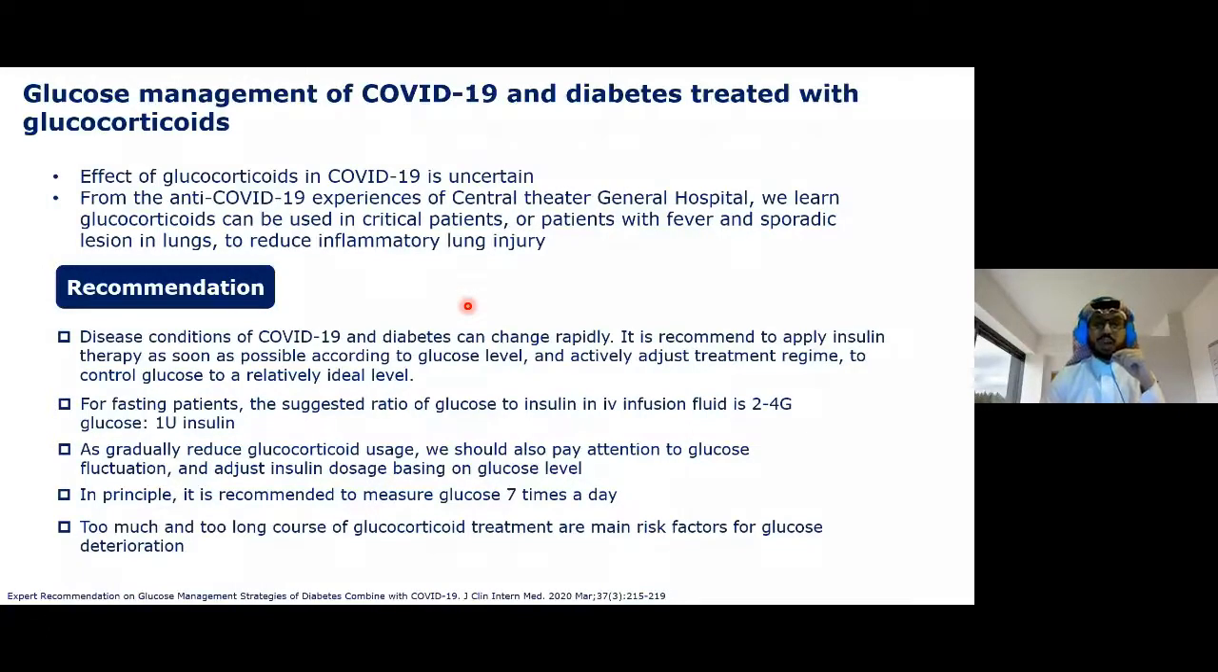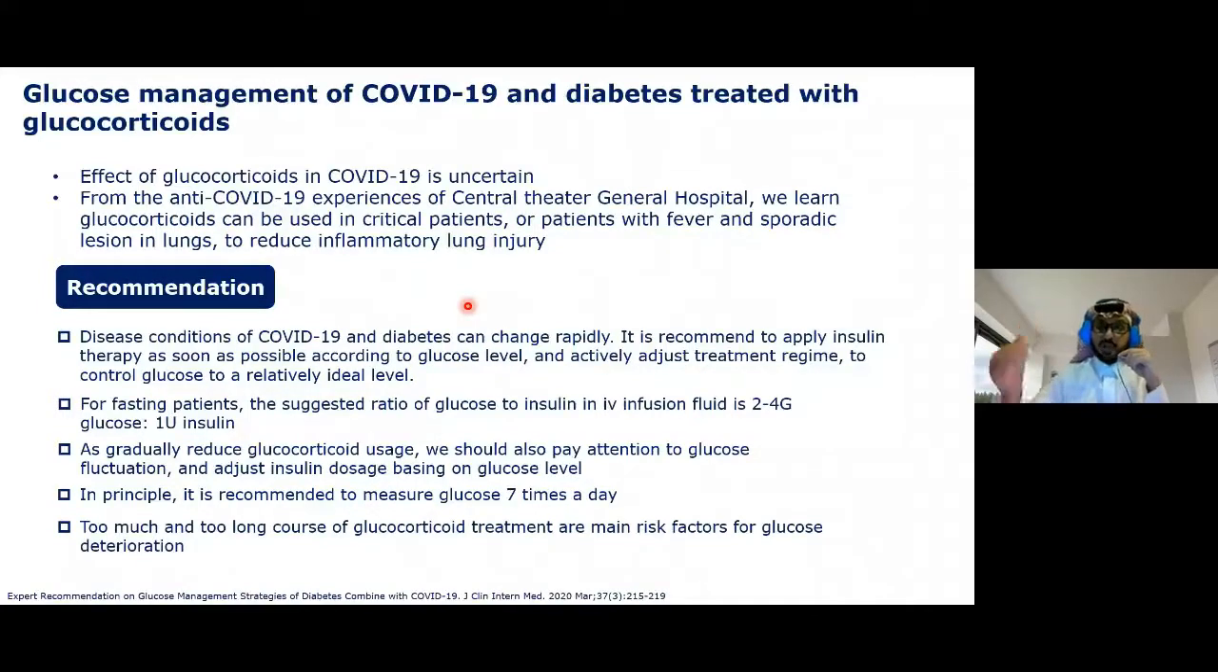and actively adjust the treatment regimen to control glucose to a relatively ideal level. For fasting patients, we suggest a ratio of glucose to insulin in IV infusion of 2 to 4 grams of glucose to 1 unit of insulin. Gradually reduce glucocorticoid usage. We should also pay attention to glucose fluctuations.